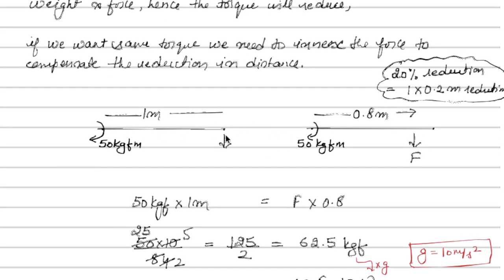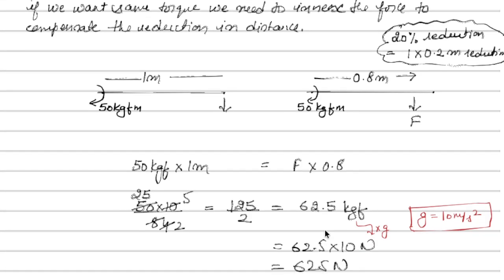So here it was the case like this, 1 meter, and now we have reduced it by 20%. So 20% of 1 meter is 0.2 meter reduction. So it will be 0.8, and F, the new force which we need to apply, multiplied by this distance has to equal the moment which we were getting before, where we were picking up the load of 50 kilogram force with 1 meter distance from the pivot. So we will equate this, and solving this we will get 62.5 kilogram force.